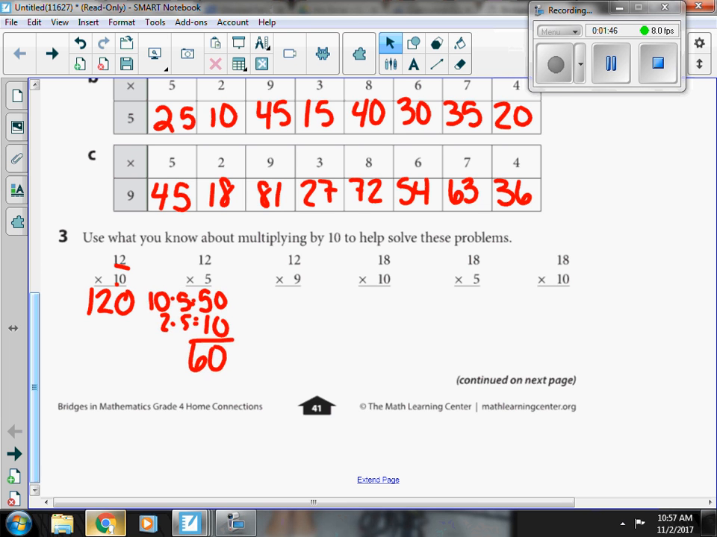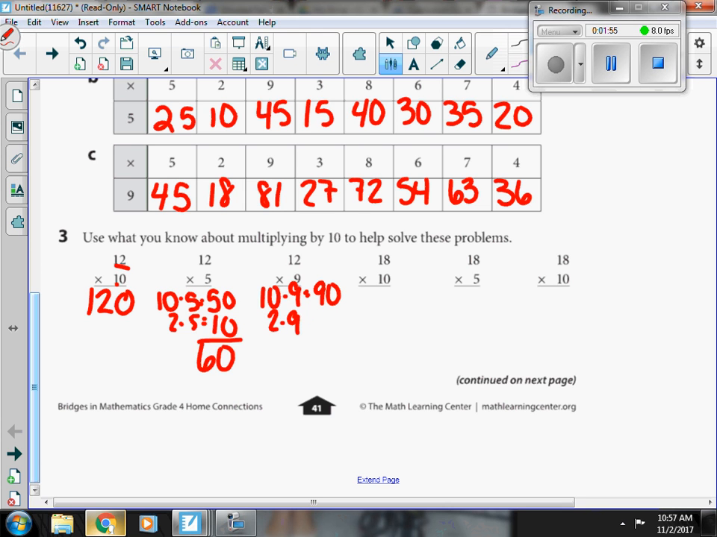For the next one we're going to do the same thing. I'm going to break it up into 10 times 9 is 90. 2 times 9 is 18. And then if I add them up I get 108. The next one is just a 10 fact, so 180. The next one, I can see that 5 is half of 10, so if I take half of 180, I can figure that one out, and that's the same problem.